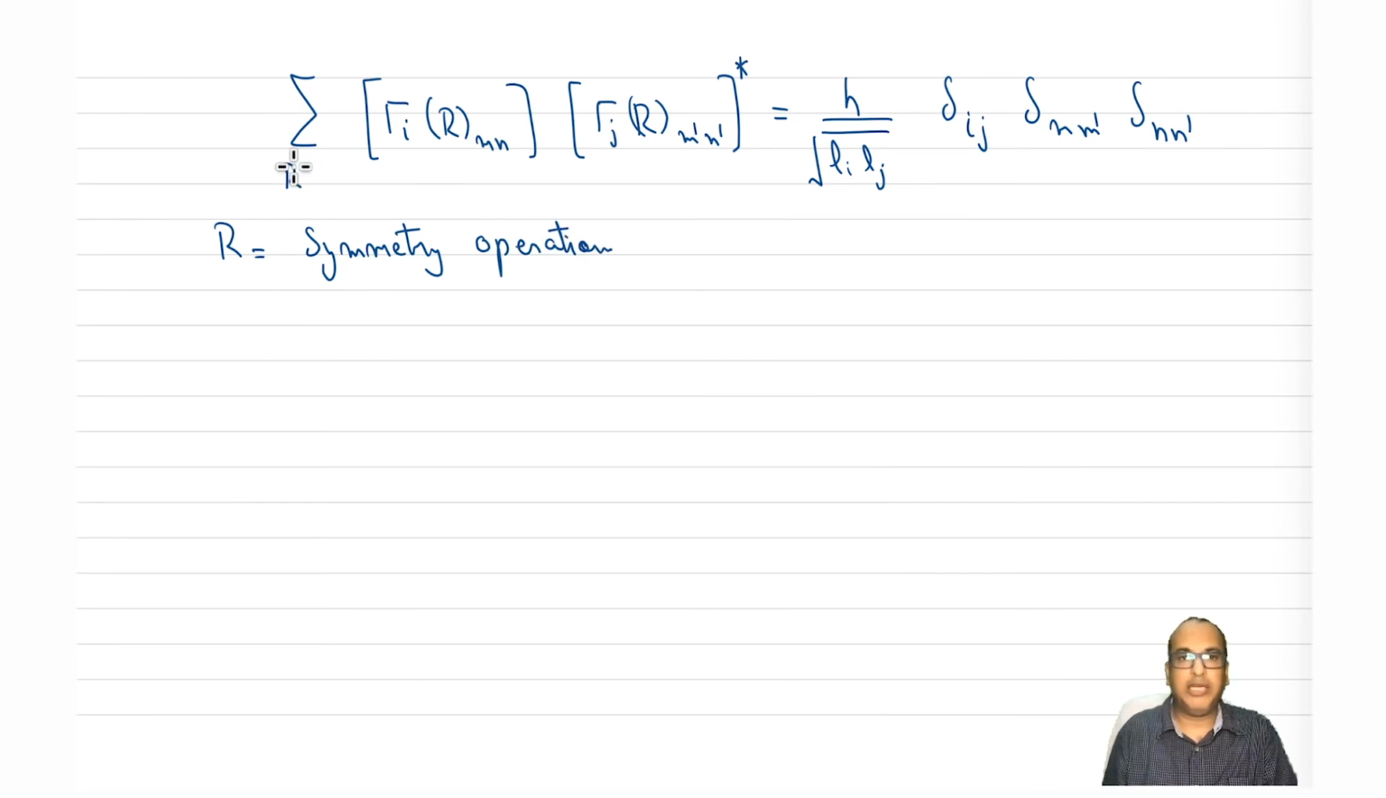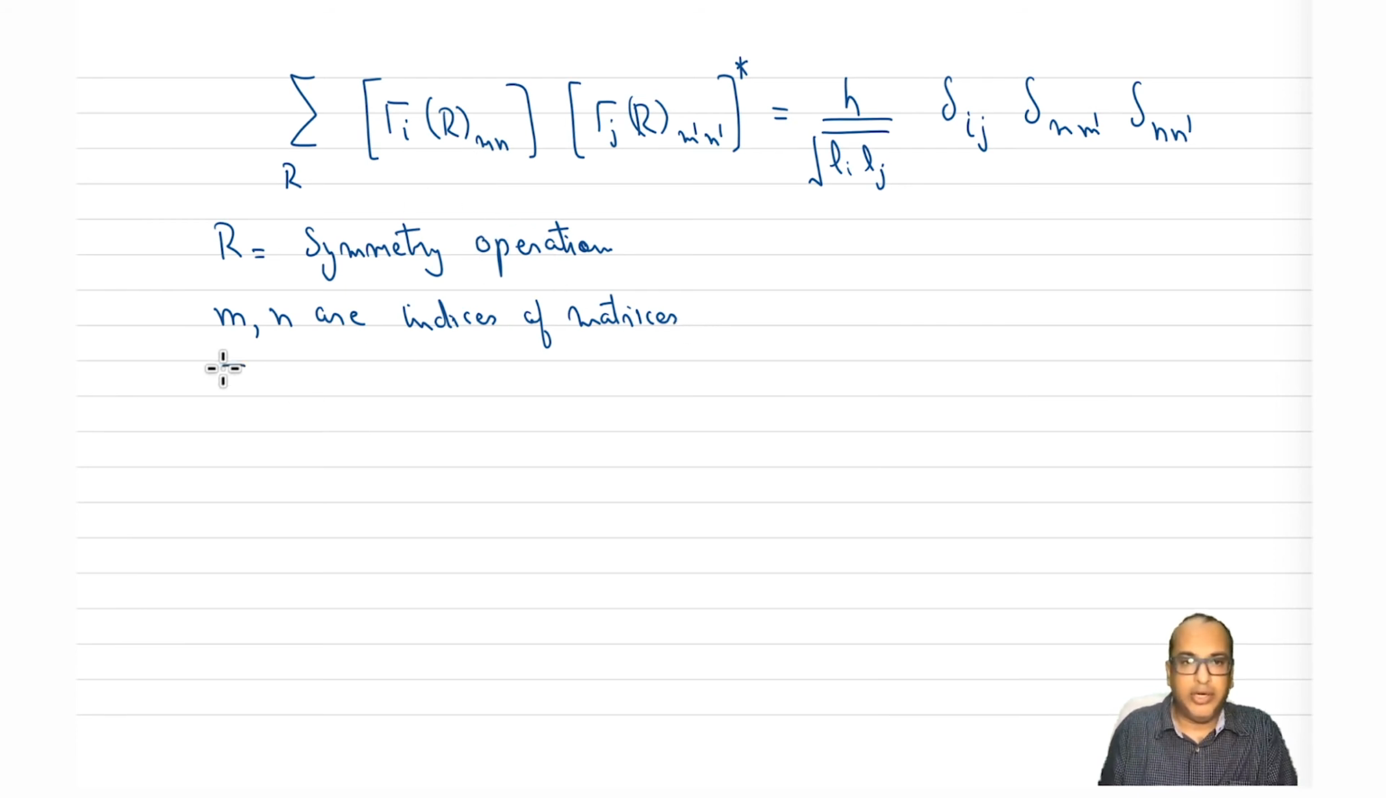Okay, so we have seen, so this is summation over all symmetry operations. m and n are indices of various matrices, right? So mn represent basically the mth row and nth column of a particular matrix.